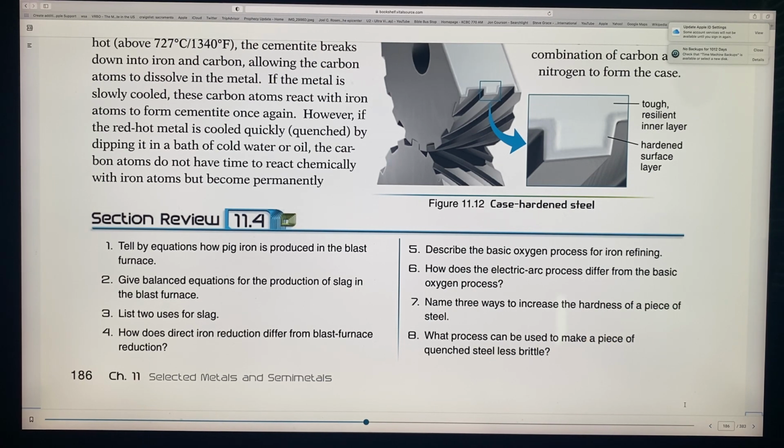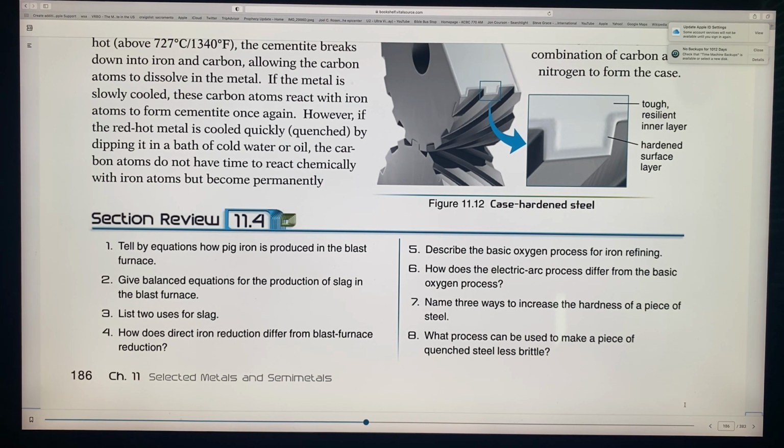So number 7, name 3 ways to increase the hardness of a piece of steel. Well, we went through those ways, basically going through them again. Annealing, hardening, quenching, tempering, surface hardening. But hardening in itself, you can have cold working, where you bend and hammer it, cold forging, where the giant hammer stamp comes down, or cold rolling it into sheets.